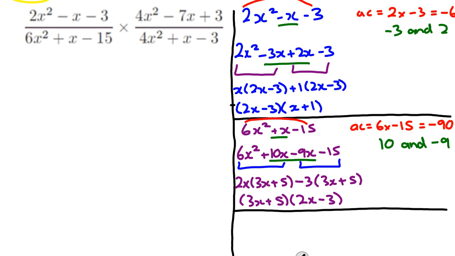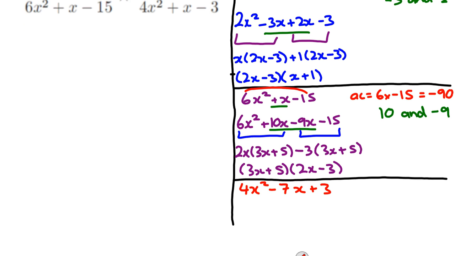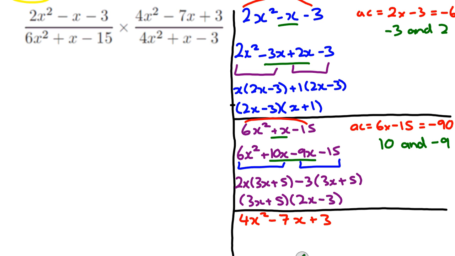So the other fraction, we've got the numerator. I'll start with the numerator of that fraction. 4x squared minus 7x plus 3. Again, first step we have to do is to work out AC.